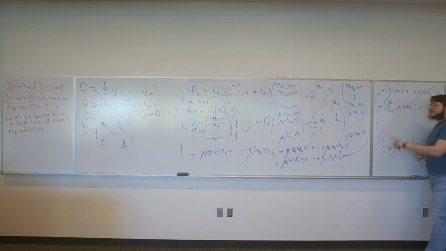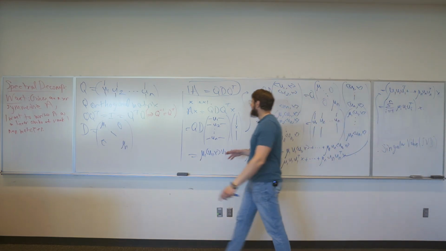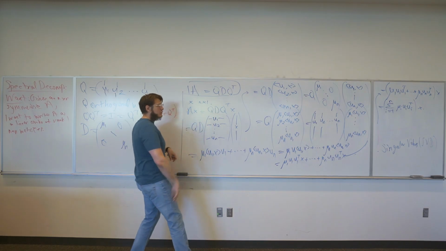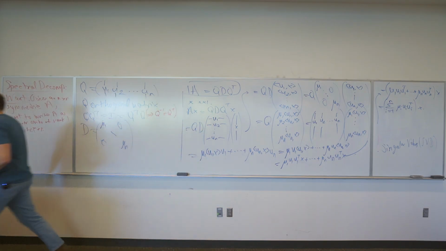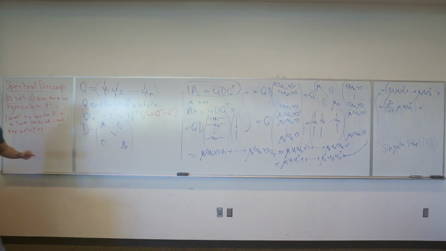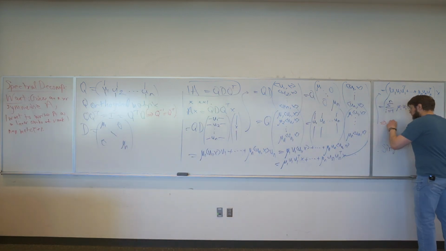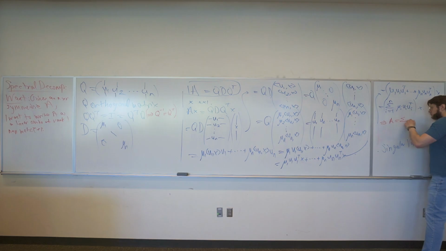And ultimately, since this has to work for any input vector x whatsoever, I have that capital A equals that sum. This is the spectral decomposition I need.